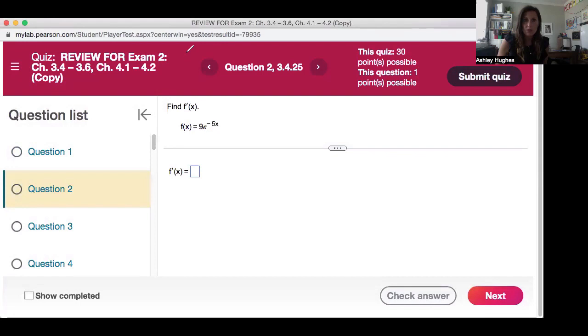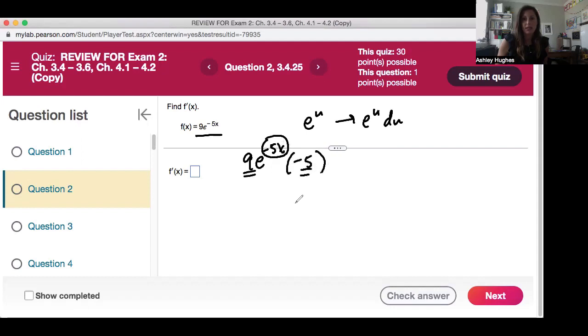All right, the e rule, remember e to the u is e to the u times the derivative of u. So 9e to the negative 5x is 9e to the negative 5x times the derivative of that, which is negative 5. And I can multiply in any order. So I can multiply, whoops, that's not negative 40, negative 45, e to the negative 5x. And that's that answer.